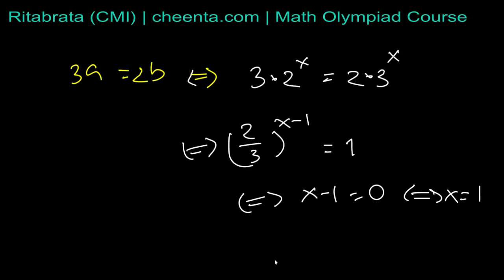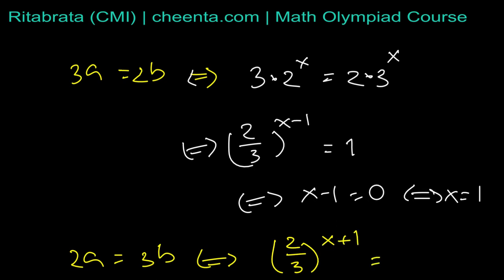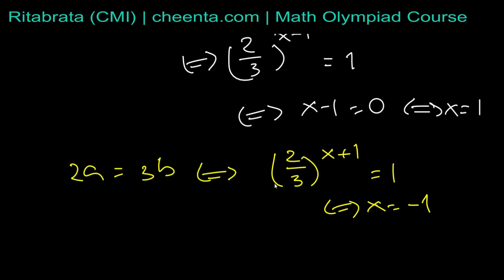Similarly, 2a equal to 3b holds if and only if 2 times 2 to the power x equals 3 times 3 to the power x, that is 2 to the power x plus 1 equal to 3 to the power x plus 1. So 2 by 3 whole to the power x plus 1 equal to 1 if and only if x equal to minus 1. So the answer should be x either plus 1 or minus 1. And this completes this solution.